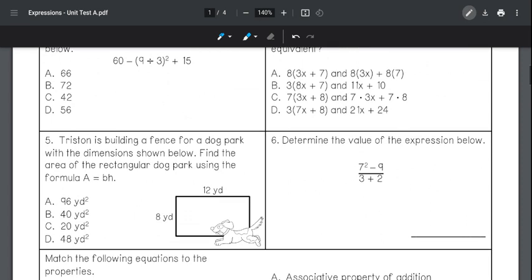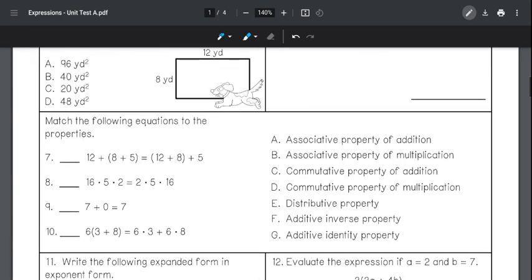Tristan is building a fence for a dog park with the dimensions shown below. Find the area of the rectangular dog park using the formula A equals base times height. 6, determine the value of the expression below. 7 squared minus 9 all over 3 plus 2.